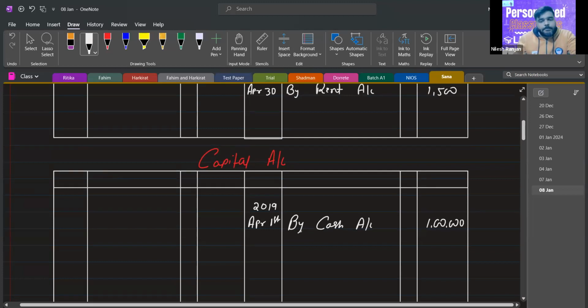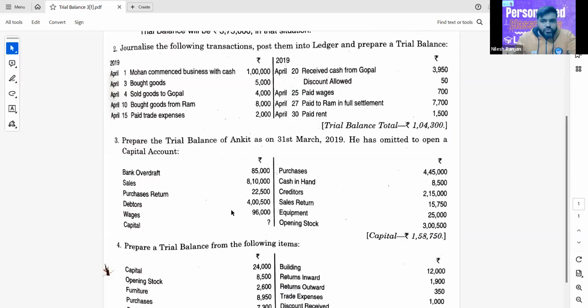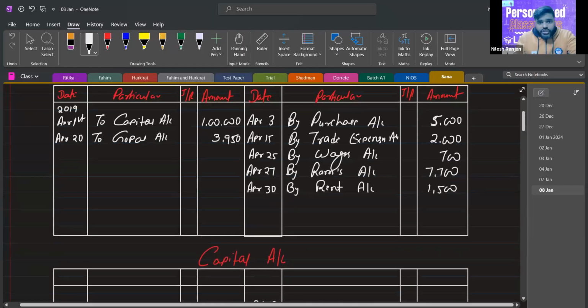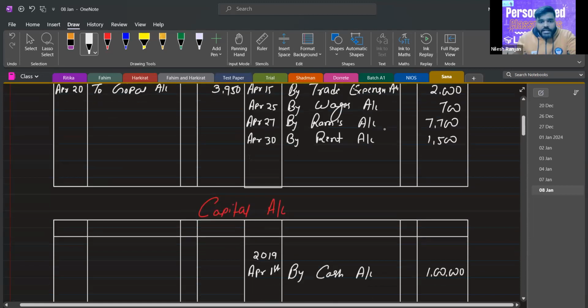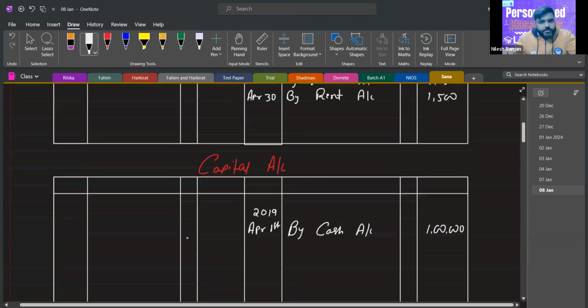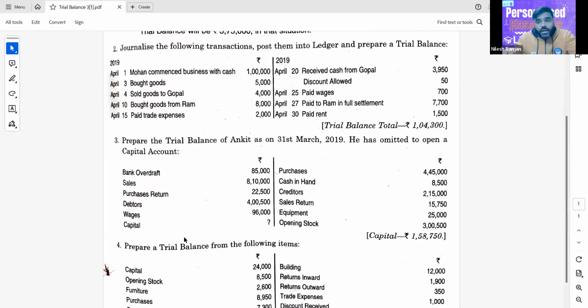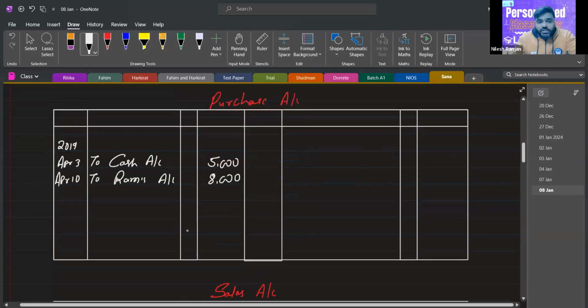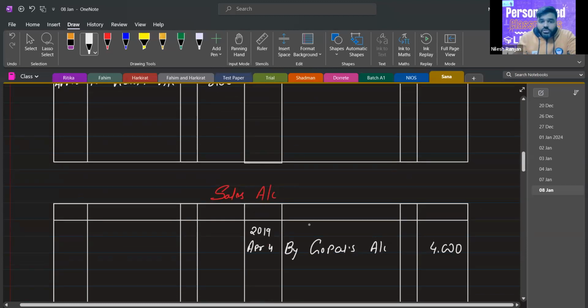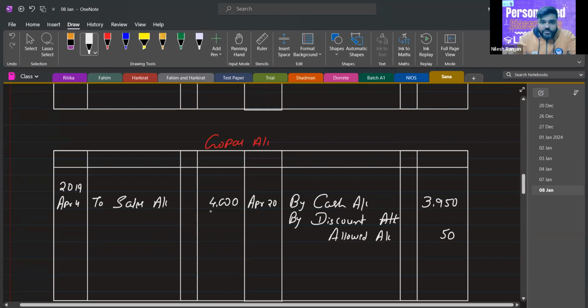In the second transaction, it is bought goods, means purchase account debit to cash account. So it is on the credit side of cash account and it will be on the debit side of purchase account. The third one is sold goods to Gopal. Gopal account debit to sales account. Now, in sales account, Gopal will be credited and in Gopal account, sales will be debited 4,000.